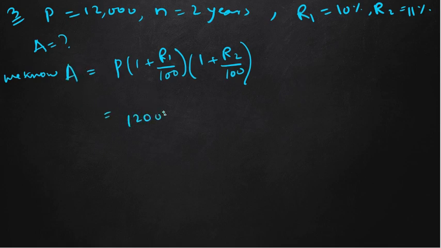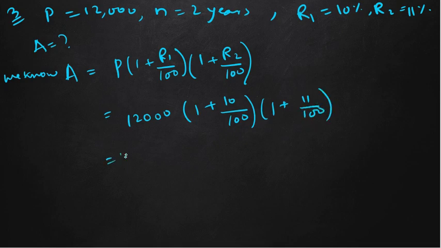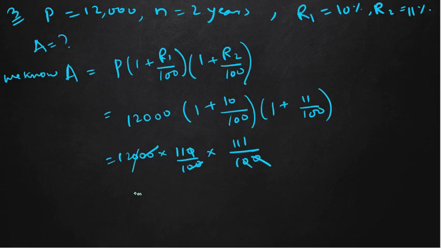So just putting in the values, this is A. What is P? P is 12,000, into 1 plus R1, R1 is 10, 10 by 100, into 1 plus R2, R2 is 11 by 100. So that means 12,000 into, if you take the LCM and add with 10, this will be 110 by 100 into 111 by 100. So these 2 zeros cancel out, and this 1 zero and this 1 zero cancel out. Fine.